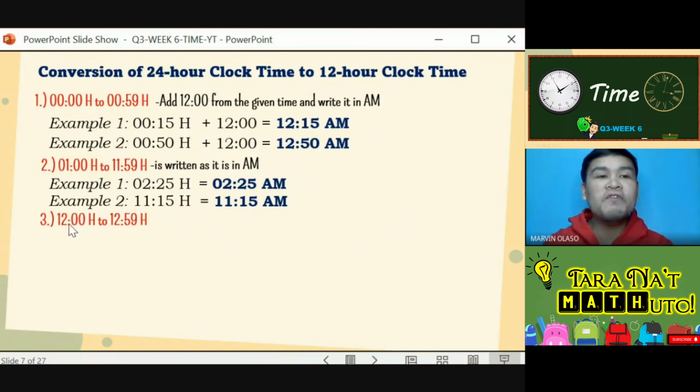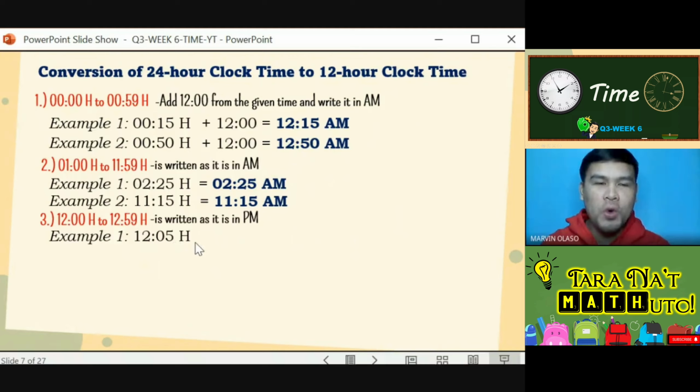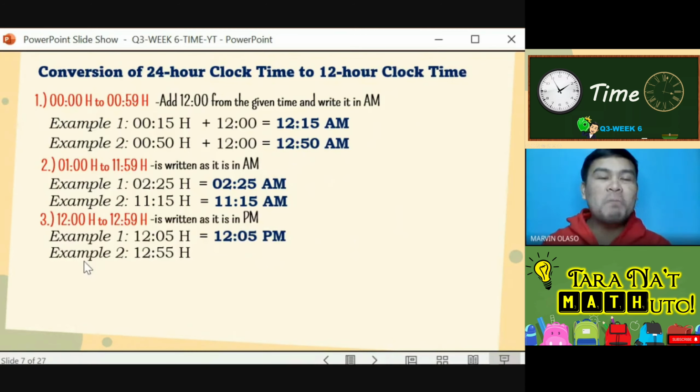Number 3, starting from 1,200 hours to 1,259 hours, anong gagawin? It is written also as it is, pero dapat sa PM ito. Ito yung mga kapareha sa PM. For example, 1,205 hours. So it's equal to, just copy as it is and put PM. So it's equivalent to 12:05 PM. Example number 2, 1,255 hours is equal to 12:55 PM.